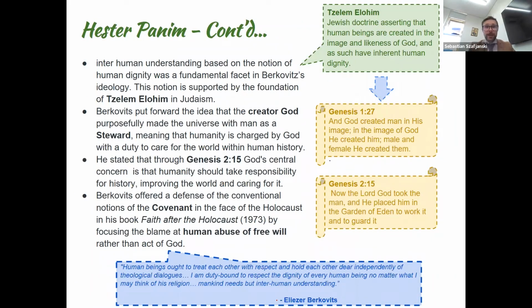All right, continuing Hester Panim, we just want to have a look here at the idea that Berkovitz put forward, that interhuman understanding based on the notion of dignity. And remember that if you're looking at other areas of Judaism, you might have seen this word Tselem Elohim, which is the Jewish doctrine asserting that human beings are created in the image and likeness of God, which we get from Genesis 1:26 and 27 as well. I just thought I'd put in one quote there that you can link to this Tselem Elohim. It was a fundamental facet in Berkovitz's ideology.